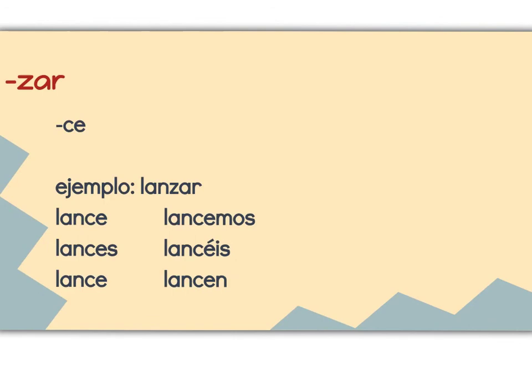And finally, we have zar, which turns to CE. Again, it's an AR verb, so I have to use my opposite endings, which is E, same concept.